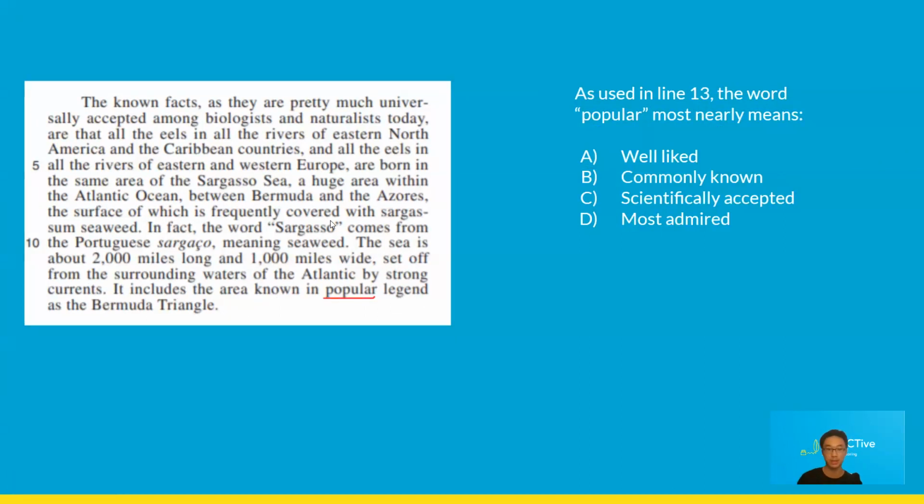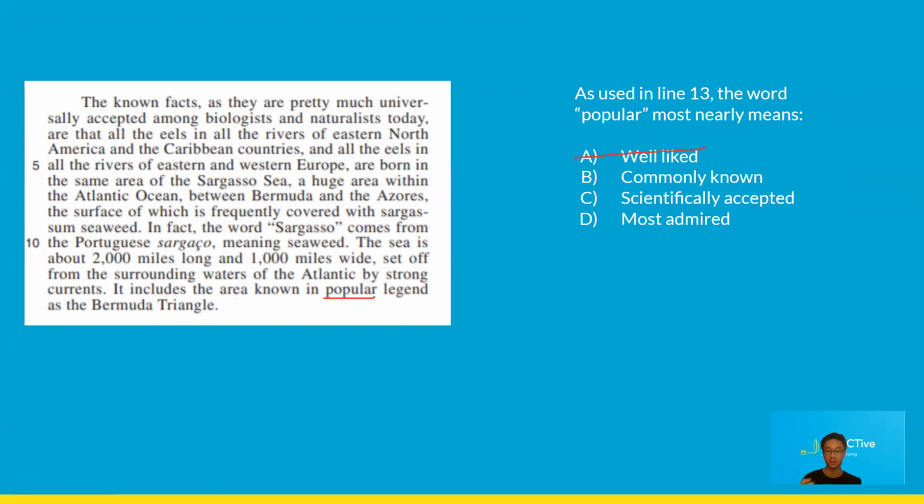It's talking about the location of this Sargasso Sea. So the sea is about this long, this wide, set off from the surrounding waters of the Atlantic by strong currents, and it's located in the Bermuda Triangle. So it includes the area known in well-liked legend as the Bermuda Triangle. Doesn't really make sense when you plug in A. So we can eliminate A because the Bermuda Triangle legend isn't really well-liked or something.